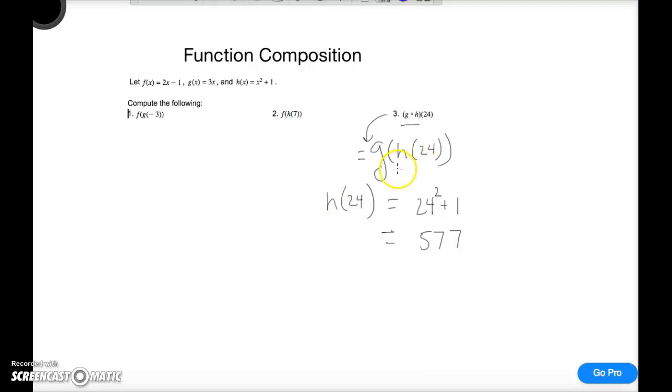So now we're going to plug that into function g. So g of h of 24 is equal to 3 times 577. And that's equal to 1731, 1731.